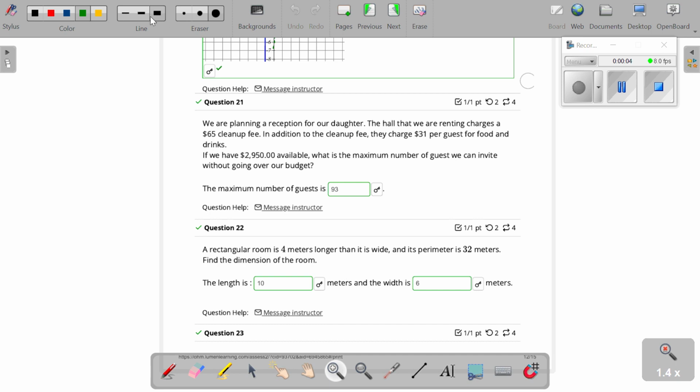Hi everyone, we're going to work on the second part of the Module 7 and 8 review. So let's work on question number 21.